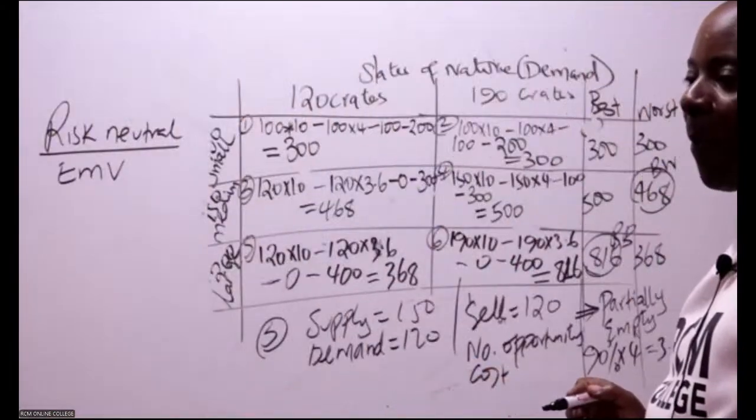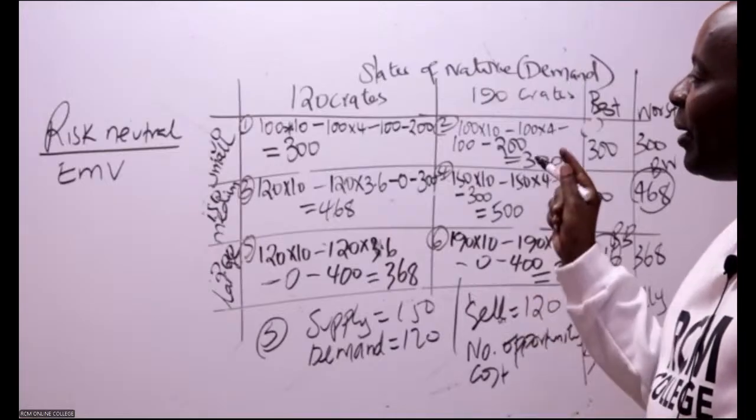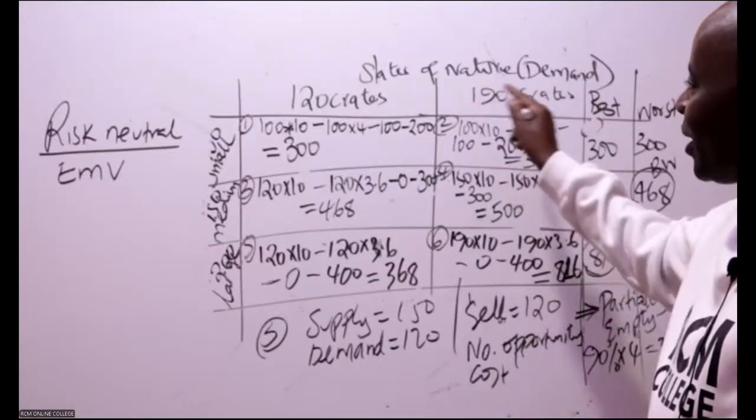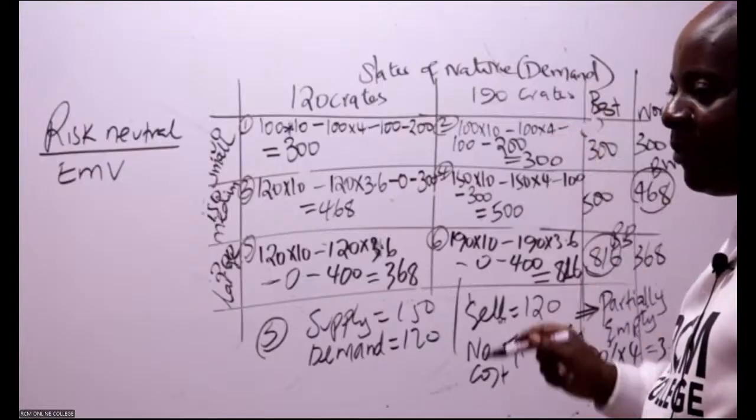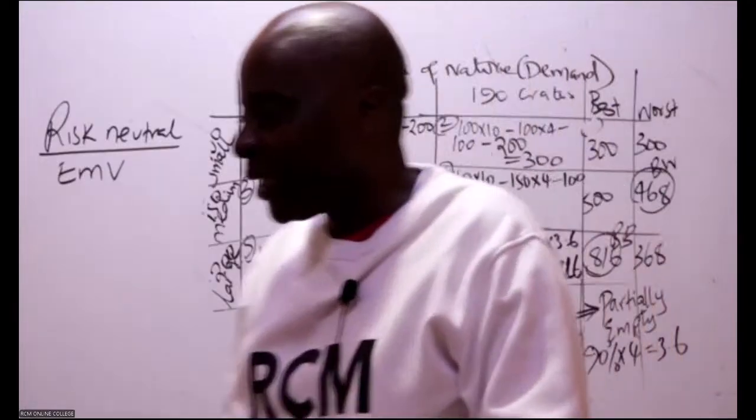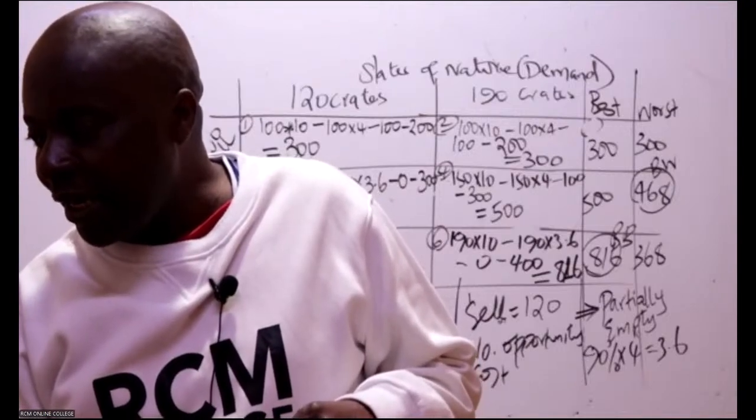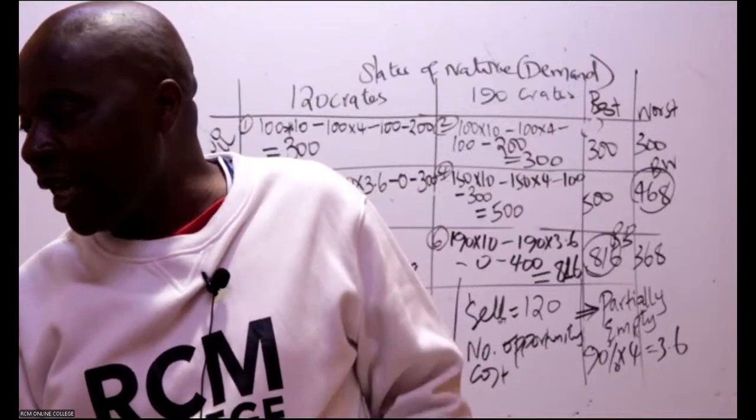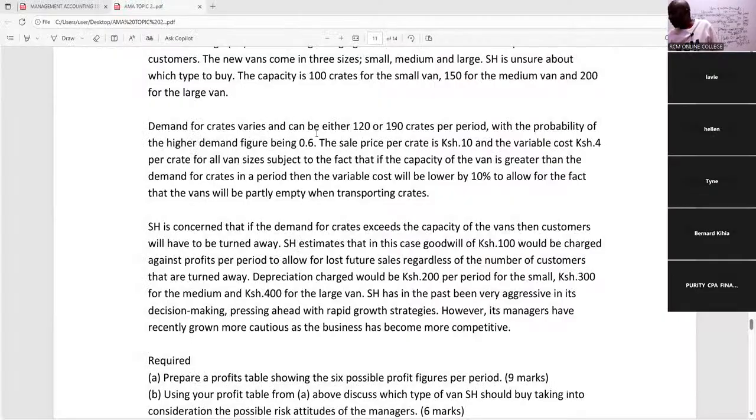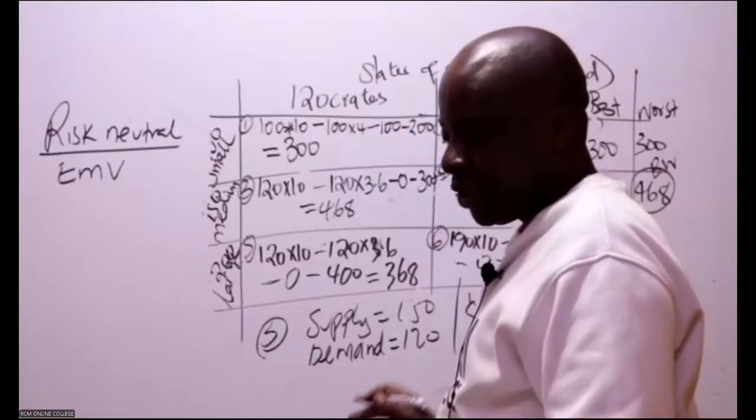Is there somebody who is able to remember the probabilities that were given to us for these demand states? 0.6 for the higher. They told us somewhere here: the demand for crates varies and can either be 120 or 190 crates per period, with the probability of the higher demand being 0.6.